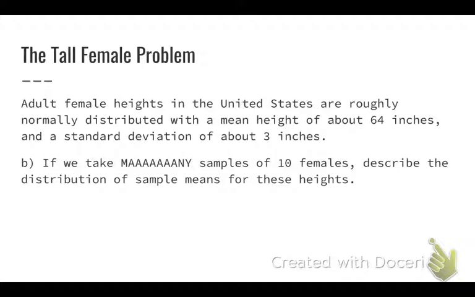If we took many, many samples of just 10 females, do you think it would be roughly normal? Do you think it would be skewed? I don't know. I'd say heights probably are pretty normal because your outliers at the top would probably balance out with your outliers in the bottom. So I would say that it's probably unimodal and roughly symmetric.